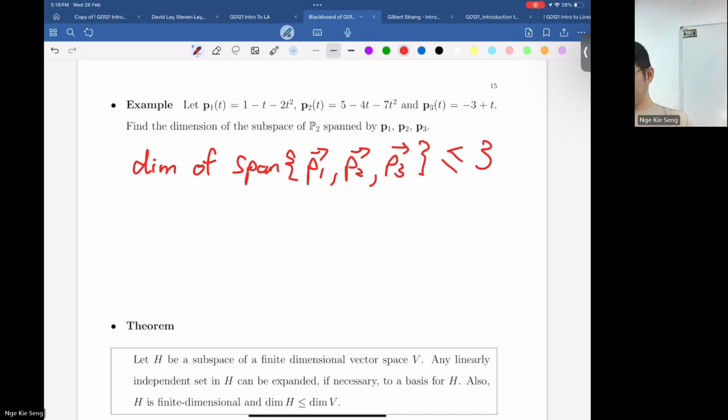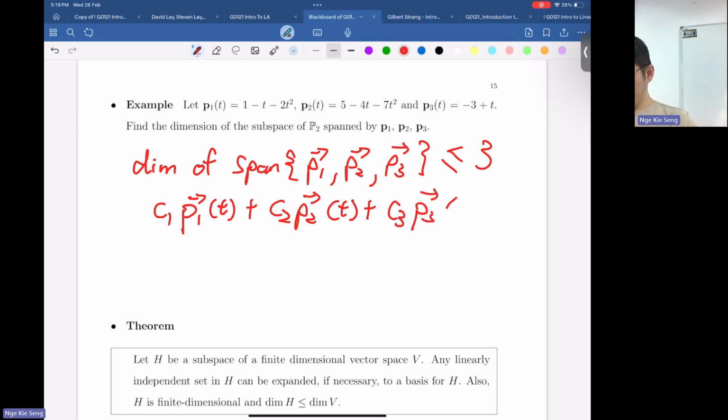So how to check? Set out your linear dependence relation equation, which is what? Check C1 P1 plus C2 P2 plus C3 P3 equals 0. See if you have a trivial solution or not. So go and solve this. Yeah, let's solve this together. I give you 2 minutes. Solve this.